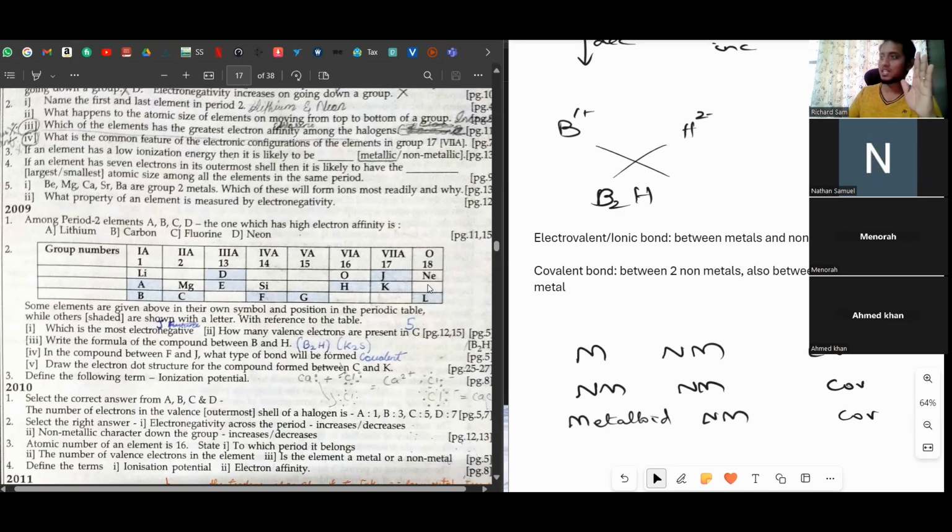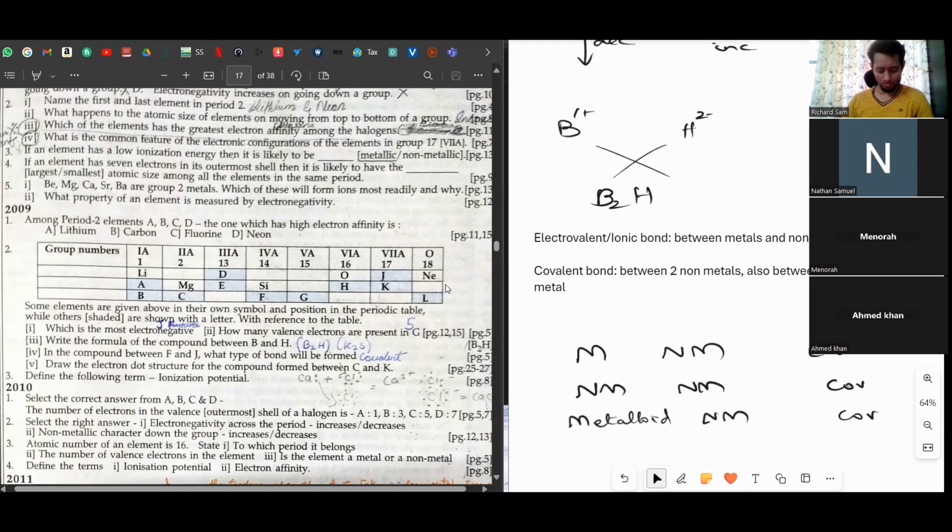So for ionization potential energy, you include the noble gases. For the other two, that is electron affinity and electronegativity, you only include till the 7th group. Don't include that 18th group. Clear, everyone? Next. How many valence electrons are present in Q? Easy one.